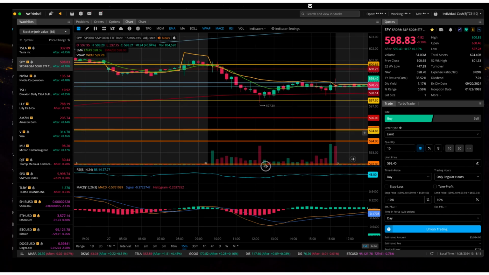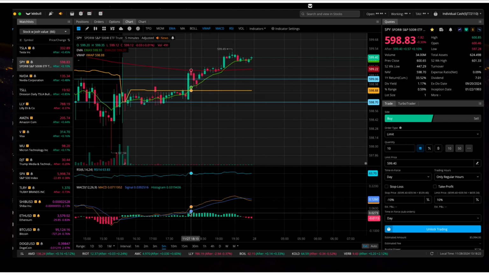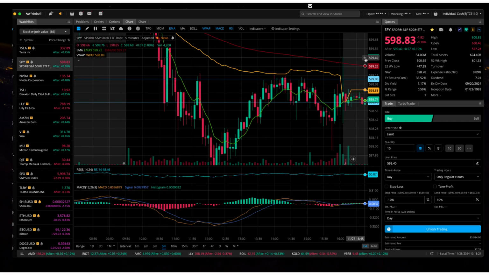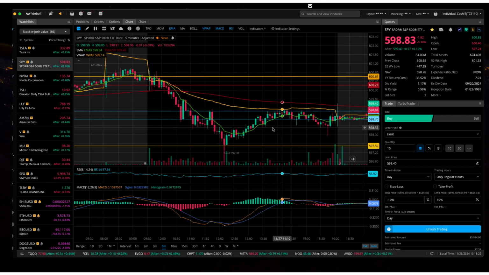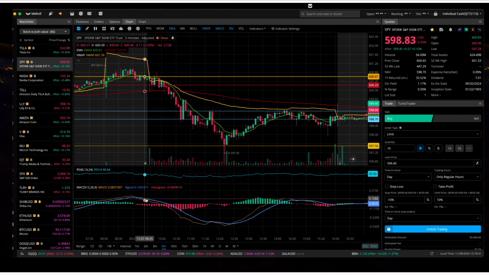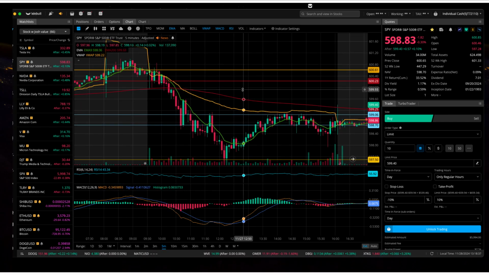Make the chart a little bigger. On the 5 minute, go back to the 5. Okay. MACD pointing down on the 5 also. It's a little bit of a bumpy ride these first 20 minutes, 30 minutes. Sometimes it's not so clear.